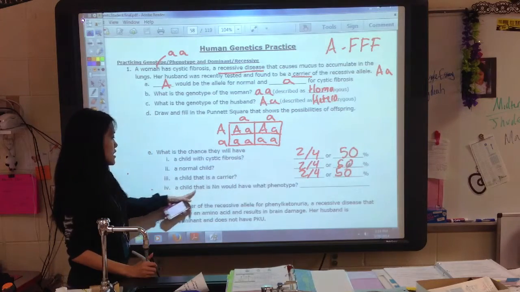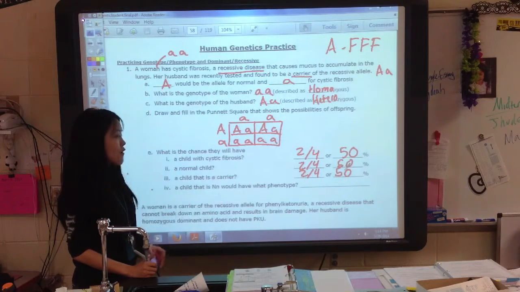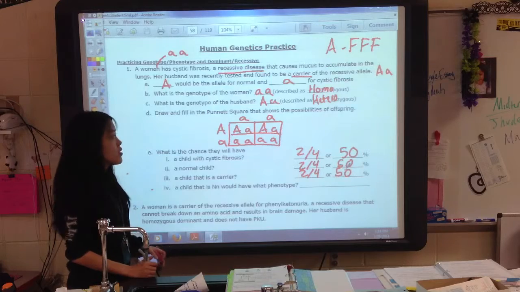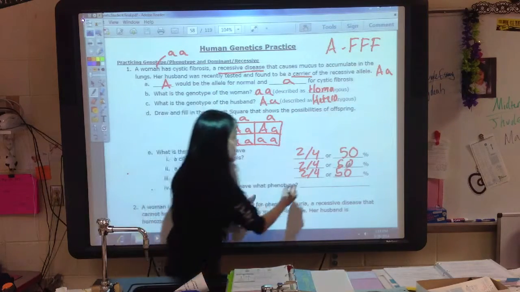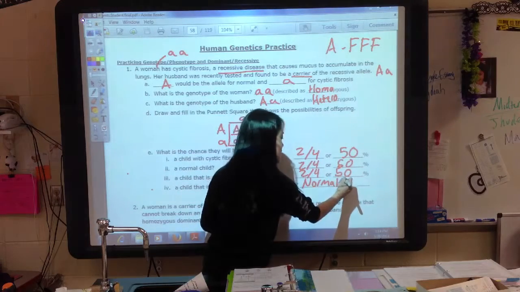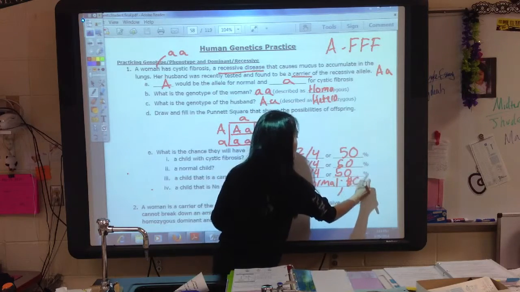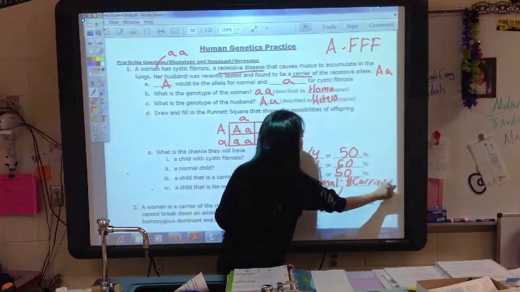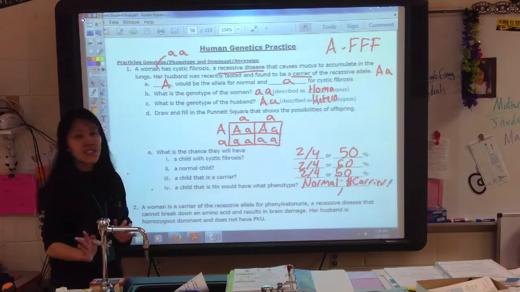And the fourth question, a child that is big N, little n, or heterozygous would have what phenotype? This means what are their genes going to be expressed as? So they would actually be normal. They won't have the disease, that's what normal means in this case. And they're going to be carriers and pass on the disease. Again, you'll have one more genetics assignment where I'll actually give you a sheet with hints, and then another key for Mr. Jansky to check with you guys.